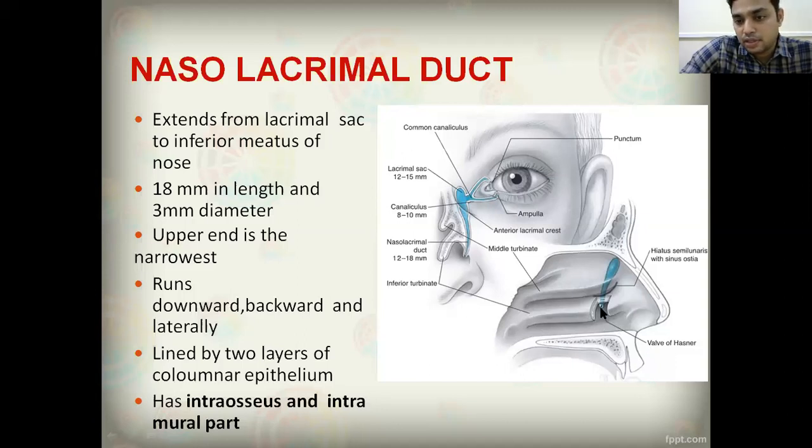In this picture, you can see this is the position where there is the valve of Hasner, which prevents the backflow of air into the lacrimal sac. And at this position, we have the valve of Rosenmüller, which prevents the backflow of water into the conjunctival sac.